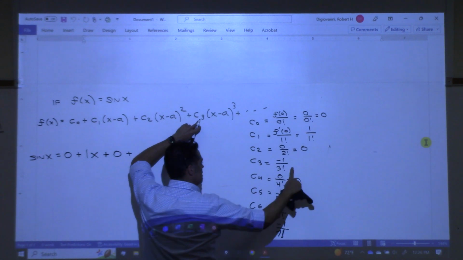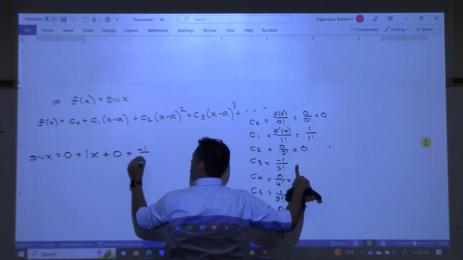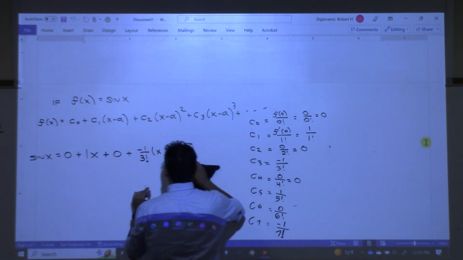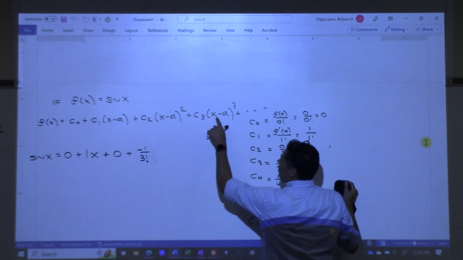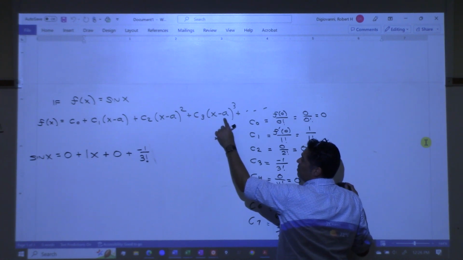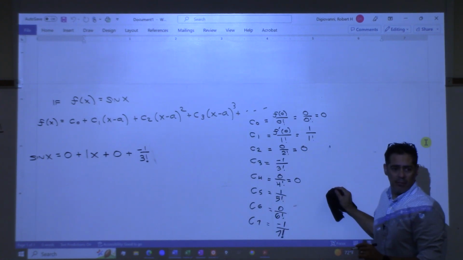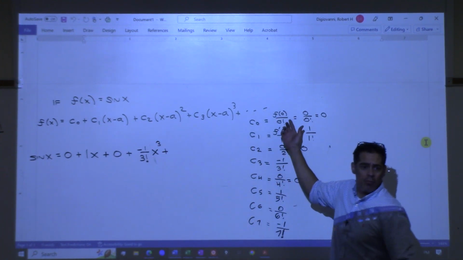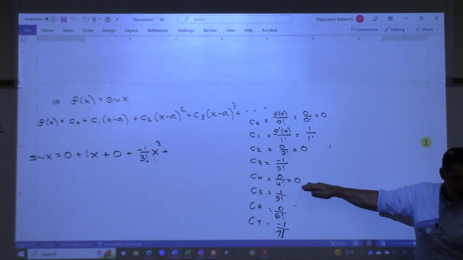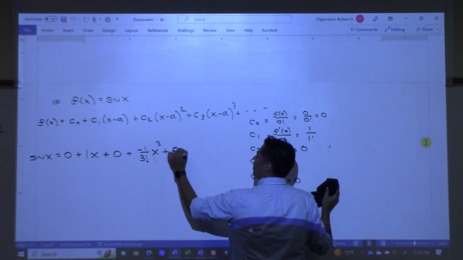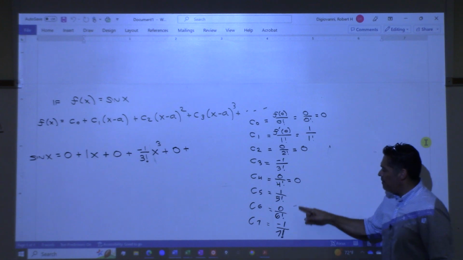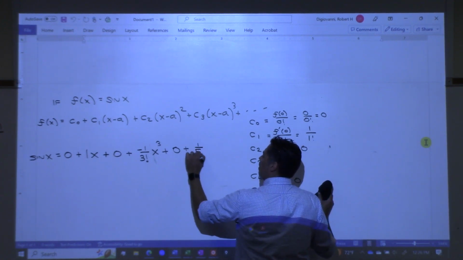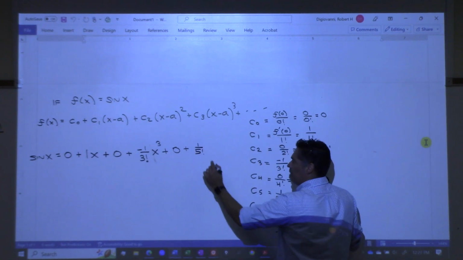Plus, okay, c sub 3. C sub 3 was negative 1 over 3 factorial, right? X minus 0, right? Yes. So x minus 0 is just x to the third power, x cubed. Plus, okay, c sub 4. What's c sub 4? 0. Plus, now c sub 5, which is 1 over 5 factorial. X to what power? Fifth, because we're at the fifth one, right?